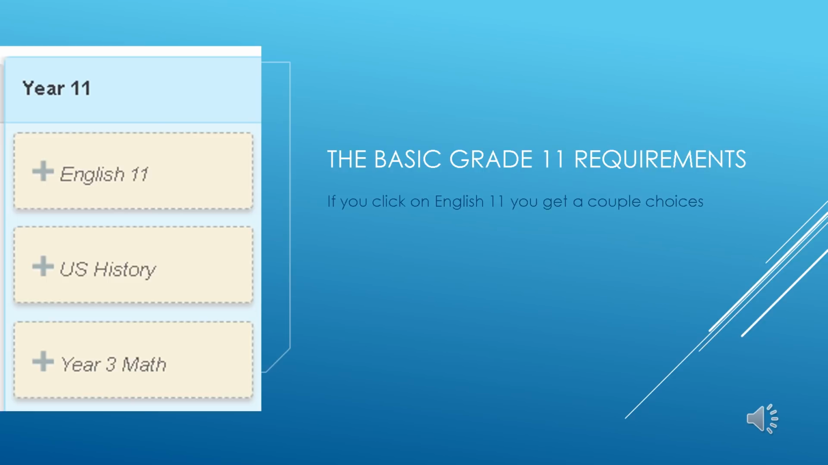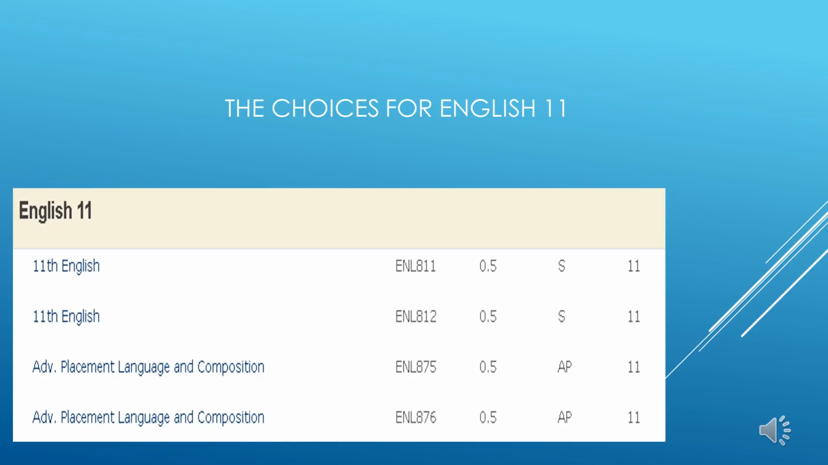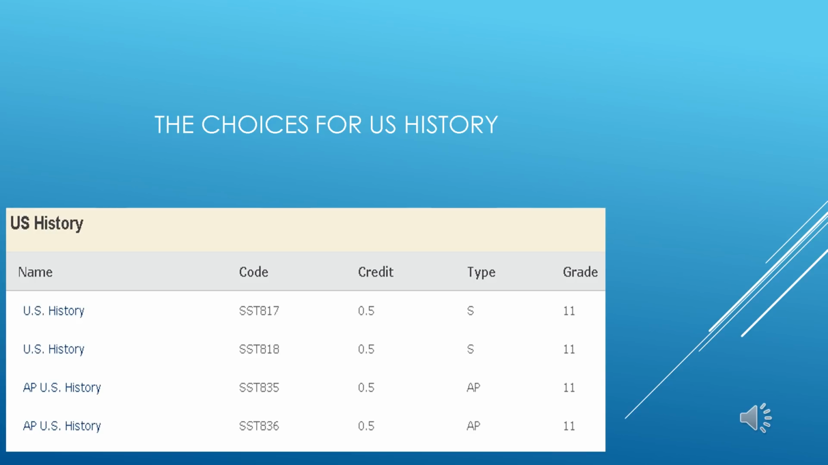Let's zoom in and start with the essential grade 11 requirements. If you click on English 11, you get a couple choices. I'm going to pick the right English level for me based on my ability and my plans for after high school. If I'm not sure where I fit, I'm going to ask my English teacher for some advice. I have the same sort of choice to make for US history, and I'm going to approach it in the same similar fashion.